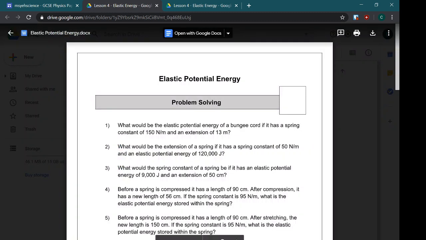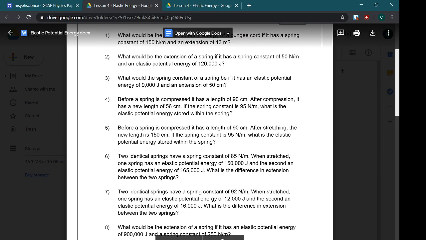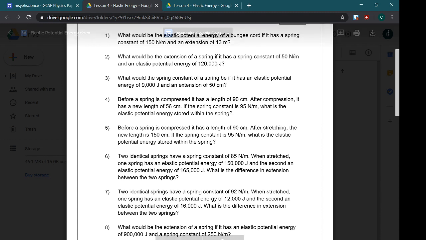But the idea is to just get as much practice as possible with the elastic potential energy equation. The one thing to be careful of, remember, is obviously anything that is in centimeters, you want to change it to meters first because the formula takes it in meters. So you have to make sure all the units that are going into the formula are in the correct units. So for example, I see here question 3, it gave you an extension in centimeters. Make sure you divide by 100 to change it into regular meters.